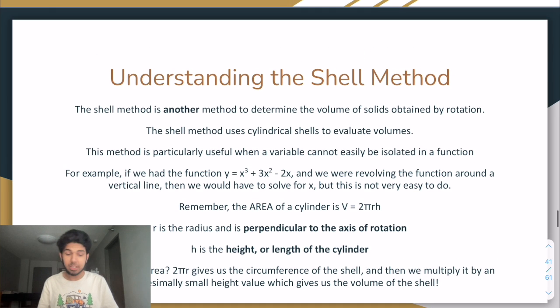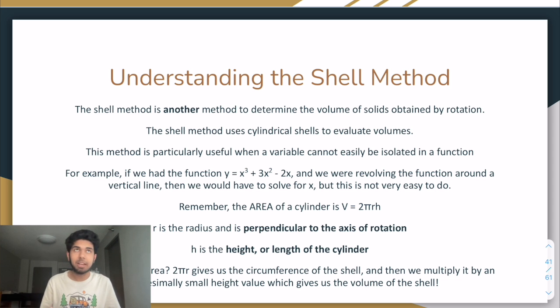So let's take a moment to understand the shell method. This is yet another method to determine the volume of solids obtained by rotation. The shell method uses cylindrical shells to evaluate volumes. So yeah, we're going to be dealing with cylinders a lot here. And this method is particularly useful when a variable cannot easily be isolated in a function.